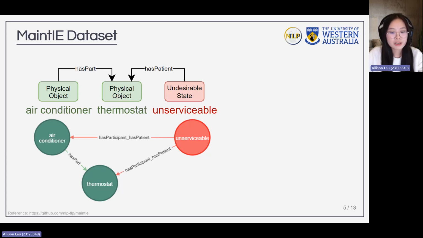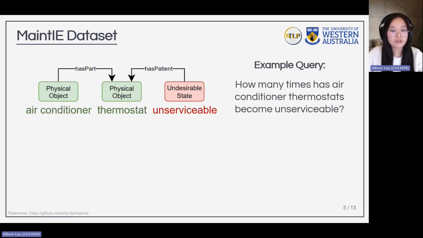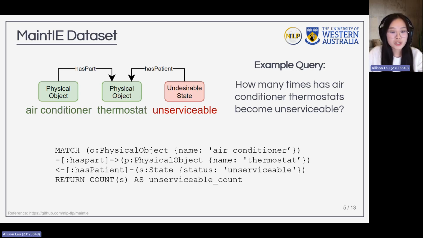In our experiments, we loaded the MAINT dataset into the Neo4j graph database. This is useful because companies can then go and query the knowledge graph to retrieve information. So for example, how many times have air conditioner thermostats become unserviceable? And you can use Cypher queries like this to retrieve that sort of information.